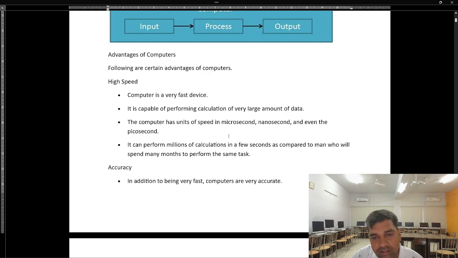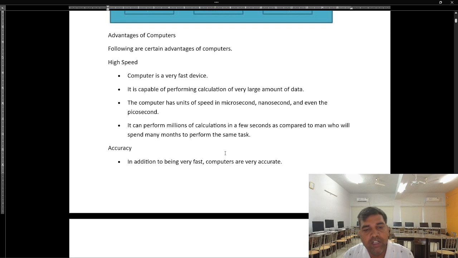Microsecond means 10 to the power minus 6 seconds. So if you divide 1 second into 10 lakh parts, that is called a microsecond. So you can understand now how little time the computer takes to give the result. Nanosecond means 10 to the power minus 9 seconds. And all these are the smallest units. So these computers perform billions of calculations in a few seconds in comparison to man. A man will spend many months to perform the same task.